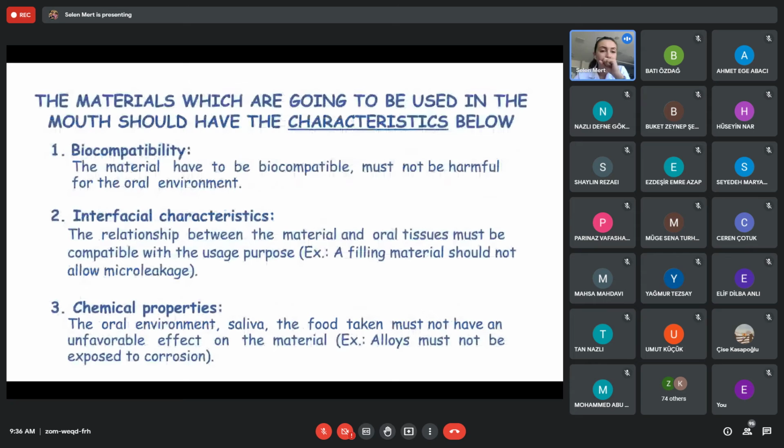Lead and tin, kurşun ve kalay. These materials may be found in some impression materials and may have some toxic effects. And for the last two slides, we are approaching the end of the lesson.